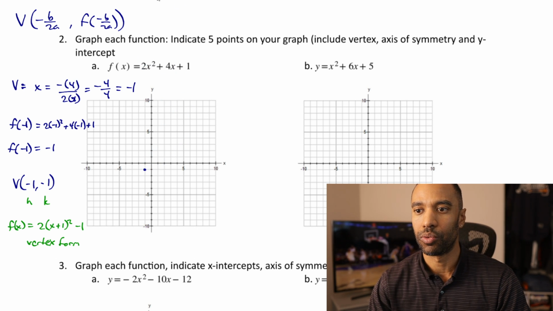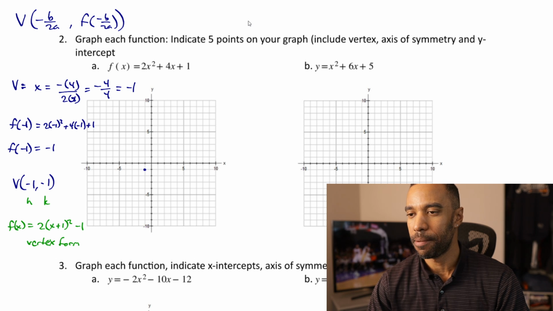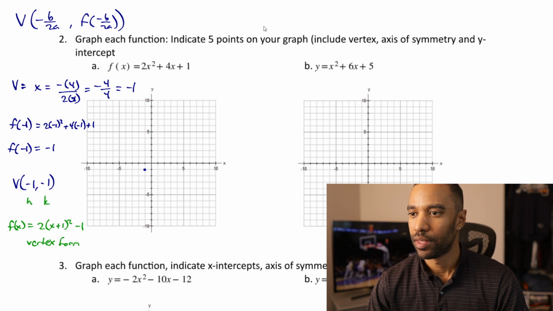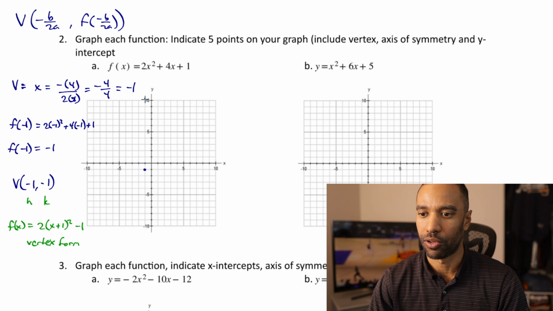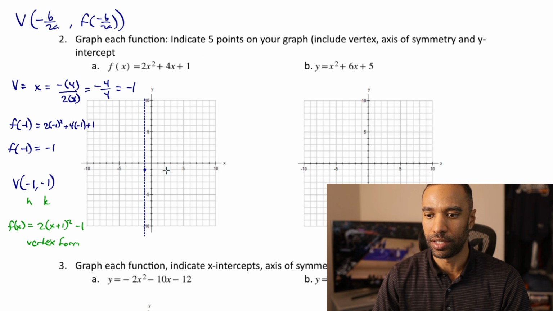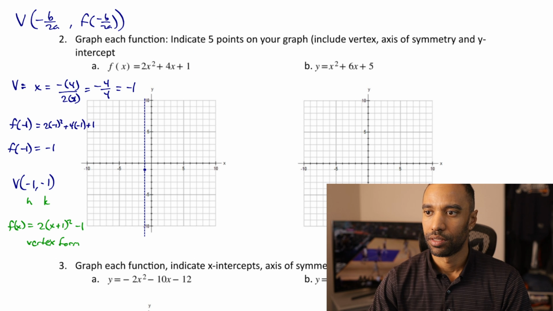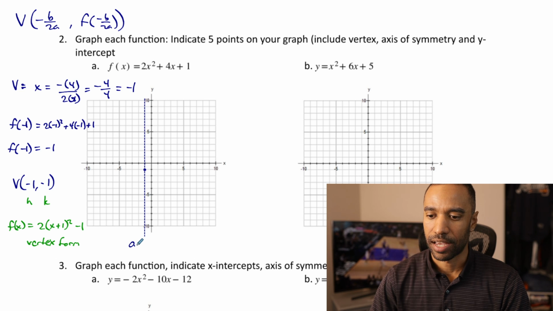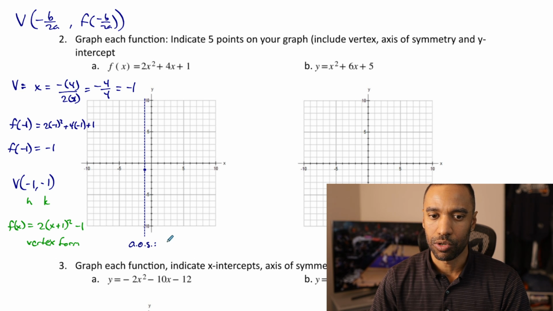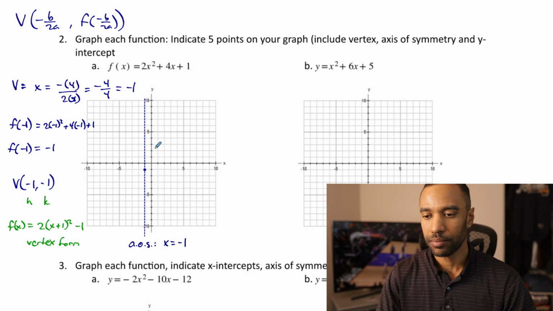And we're going to, let me do this time. They do say include axis of symmetry. So I'm going to go ahead and draw one of those right here. It's the vertical line that goes through here that's at x equals -1. Give me a second. An axis of symmetry at x equals -1.